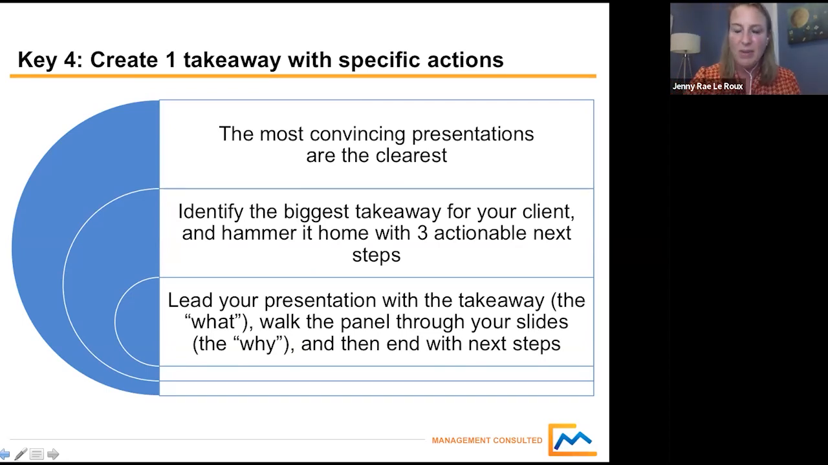And then the rest of the presentation is we're going to prove out to you why that's the right decision for your organization. Step number 2, identify the biggest takeaway for your clients. You don't just land the presentation on you should release this product and spend $5 million on it. You also say, and the first 3 things that you should do to get that done are X, Y, and Z. So the final slide in any deck should be a next step slide. One takeaway with specific follow-up actions.